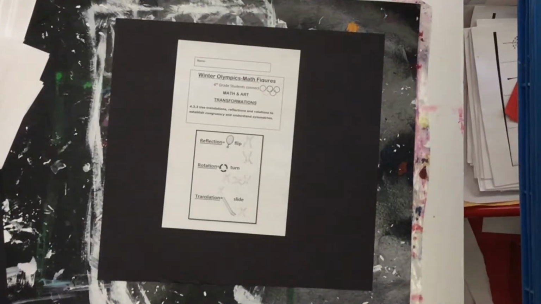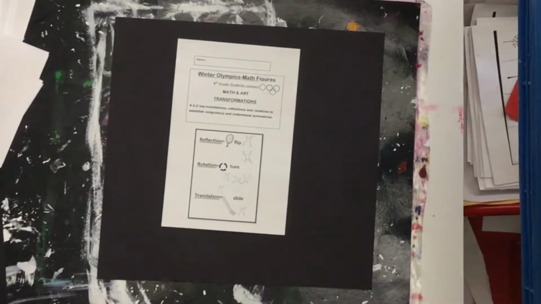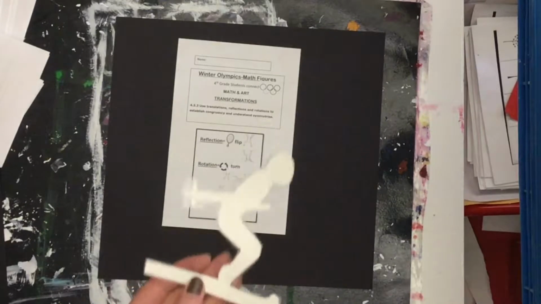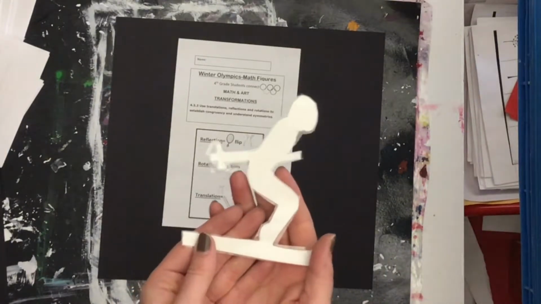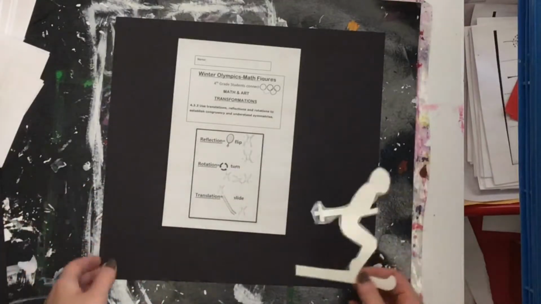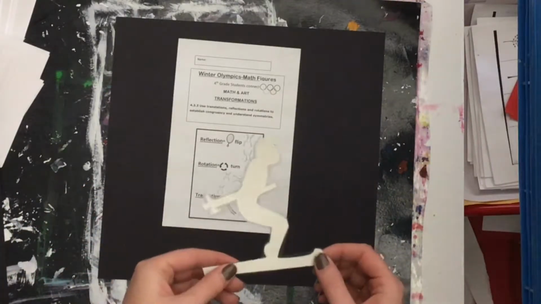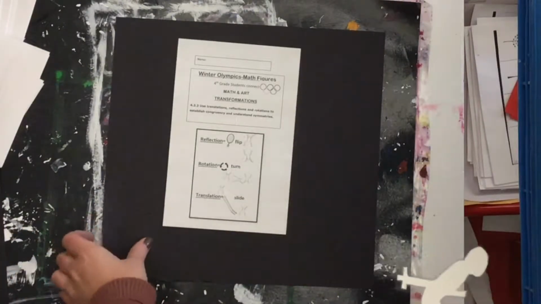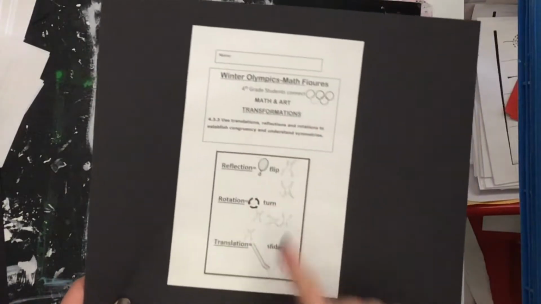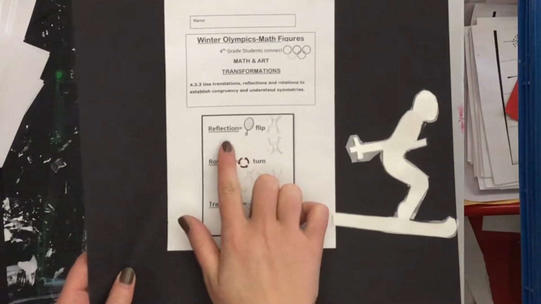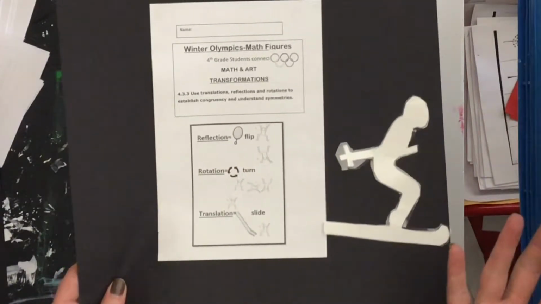All right, today you are working on your Winter Olympics math and art transformation style project. We will be using figures of Winter Olympic sports, like I have skiing right here. And we will also be combining this art, where we're showing movement and motion in our artwork, with something that you are learning in math, which is transformations.